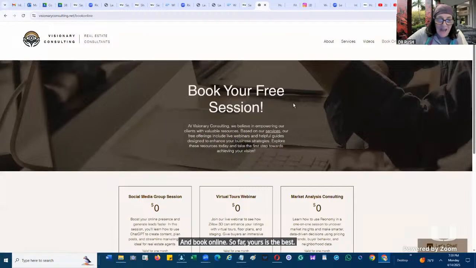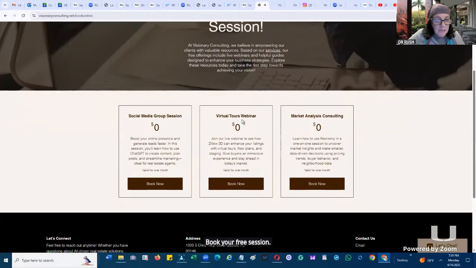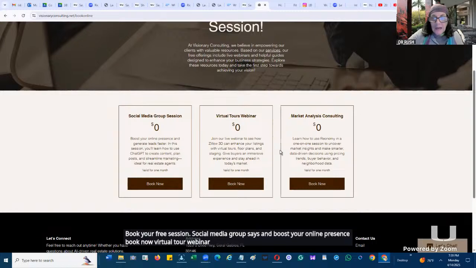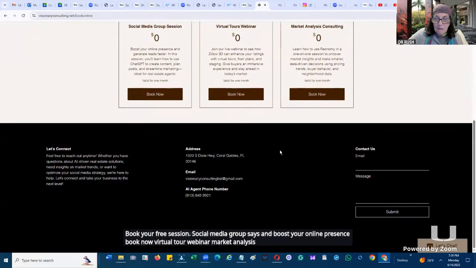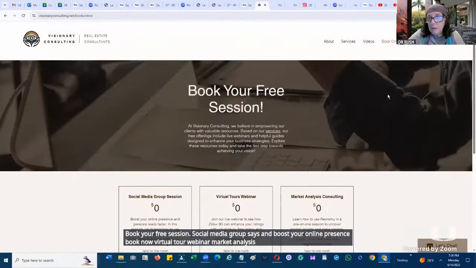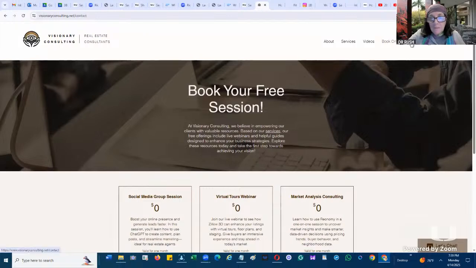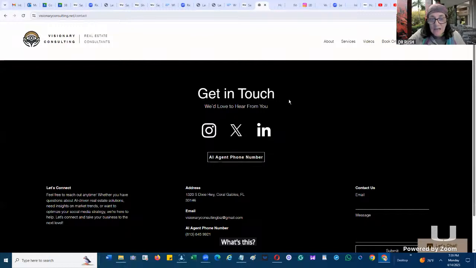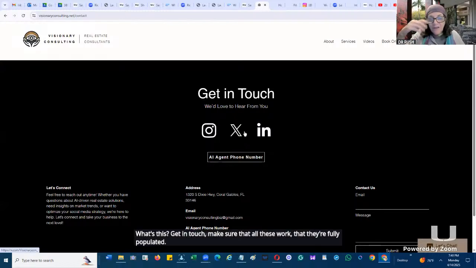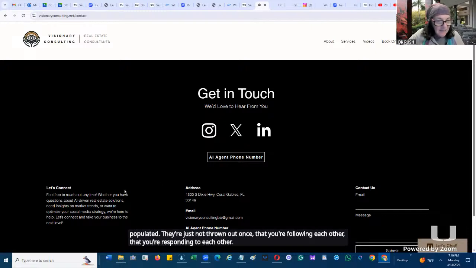Book your free session, social media group session, boost your online presence, book now, virtual tour webinar, market analysis. Very good. What's this? Get in touch. Make sure that all these work, that they're fully populated. They're not just thrown out once, that you're following each other, that you're responding to each other. Let's connect.